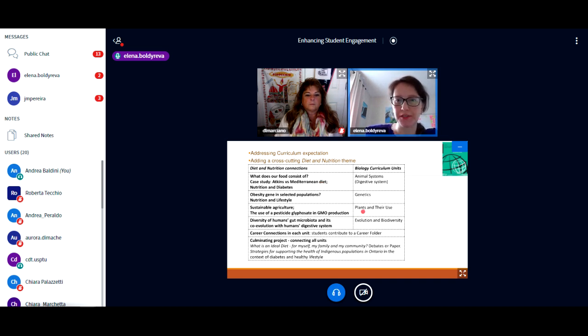Just some examples here. For animal systems, we talk about digestive systems. So we talk about what our food consists of. We look at real case studies, such as different types of diets. Then we'll look at different issues such as diabetes and different conditions. For genetics, we'll look at the obesity gene in selected populations, and some other topics that are listed here. For evolution and biodiversity, we're exploring the diversity of humans' gut microbiota and its co-evolution with humans' digestive system.